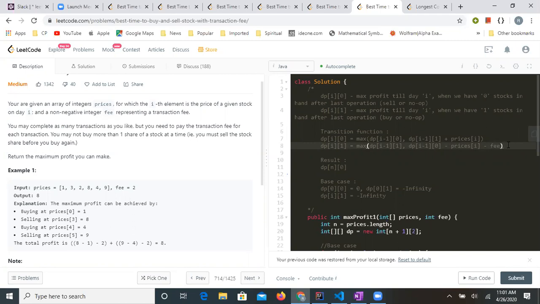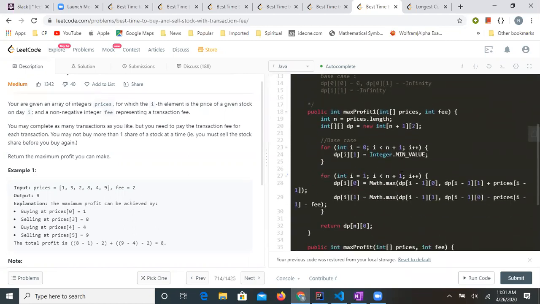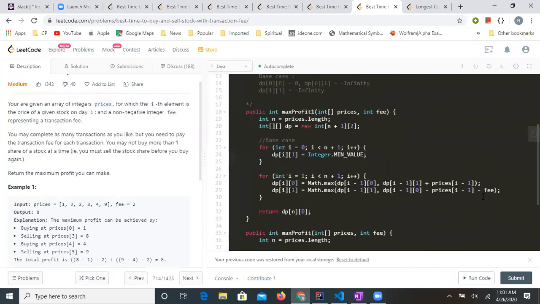So you pay the fee only when you're buying, not when you're selling? Yes, because again, same thing, a transaction means a combination of buy and sell. So during buying, it means that I'm starting a transaction, so I pay here. What changed? Only this line. What implementation changed? Only this line. That's it. This is just one value minus fee, and you're returning the same thing.